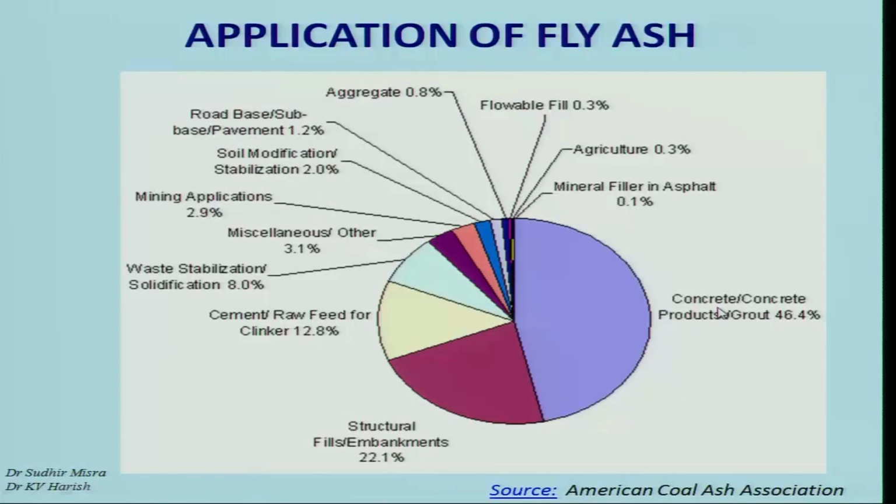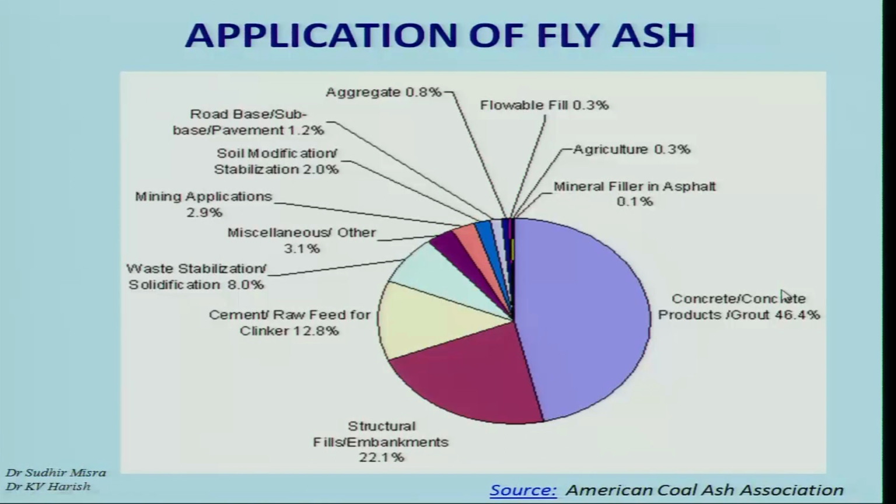Like for example, we have just now seen that for making concrete products or for grout materials, we are using approximately 46 to close to 50%, and other applications such as embankments, raw feed material and clinker, and waste and other materials. So, we are typically utilizing only 10 to 15% of the entire quantity of fly ash that is available in India. So, the remaining 80 to 85% still has been dumped in landfills.